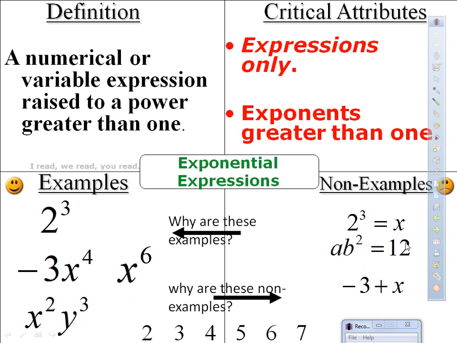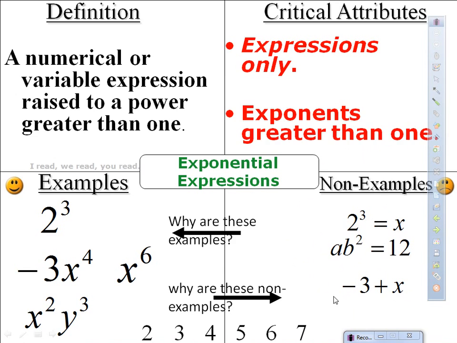And we said the non-examples are not examples because, tell your neighbor why these two are non-examples and why this one's a non-example. Right. So I heard because these have an equal sign and they're equations, and right now we're looking at what? Expressions. And the other one, this is an expression. However, what is the other requirement? It has to have an exponent greater than 1.